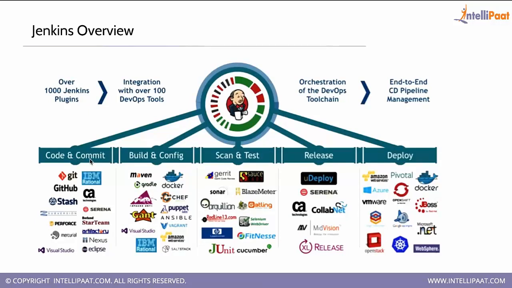So first of all, the code and commit phase is actually pulling the code from the repo. It could be Git, GitHub, Stash, or anything. So we'll try whatever repos we have used till now. We have a GitHub repo, so we'll pull the code from there. We will use an SVN repo. We'll also use Stash. Stash is the Bitbucket which I was showing, the paid one. So these three we can try.